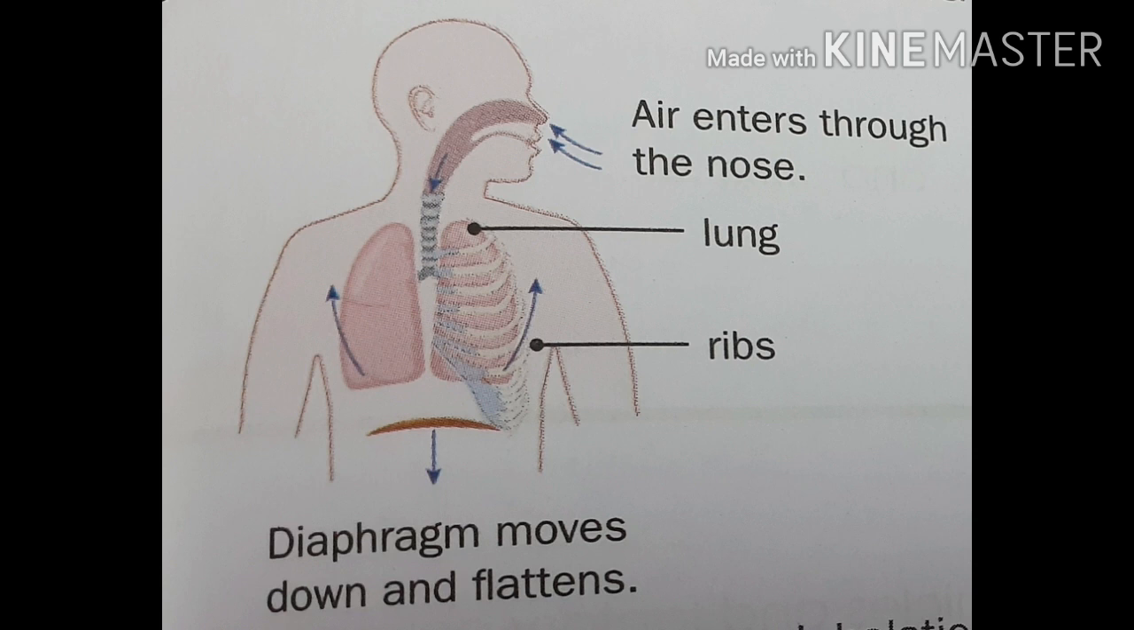This is called inhalation. Now, what happens during inhalation? Can you see the picture? During inhalation, the diaphragm moves down and flattens, and the rib muscles lift the ribs up and outward. Therefore, the size of the chest cavity increases. As a result, the air rushes into the lungs. In the lungs, the exchange of gases takes place.